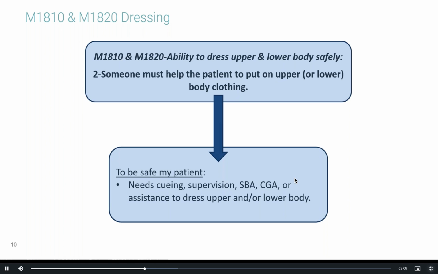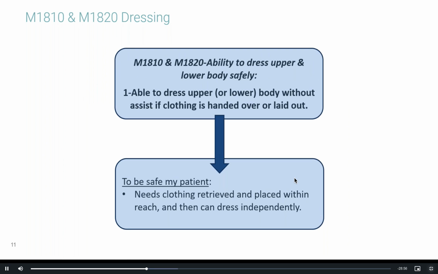If they can do almost everything and I only have to help them with one thing, then I'm going to be saying, well, no, that's not the majority. And I would either answer 0, that they're totally independent, or 1, if they were independent once I retrieved items. Then I do have my choice of 1.